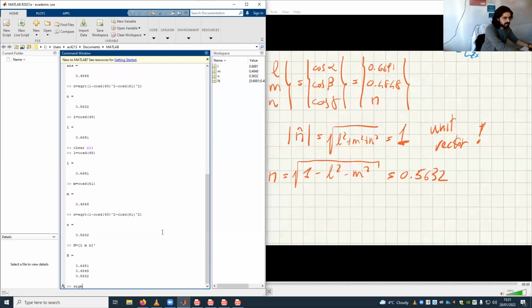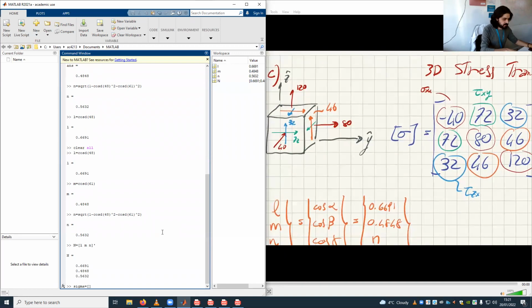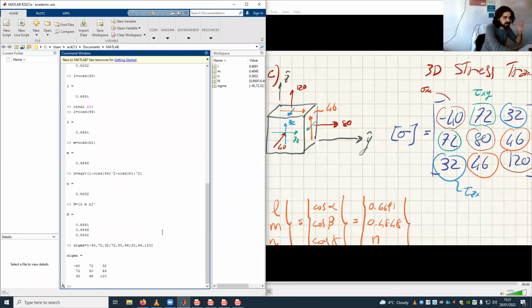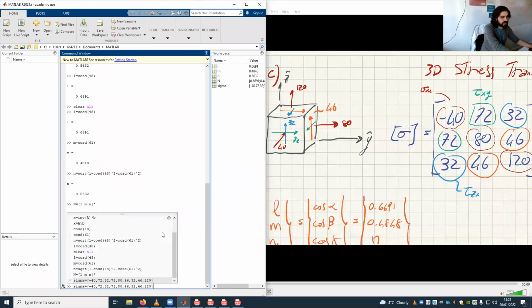So sigma is a matrix. And that matrix is minus 40, 72, 32, 72, 80, 46, 32, 46, and 120. I mean, you can use MATLAB for this, of course. If I'm getting anything wrong, you let me know, okay? Yeah, looks fine.